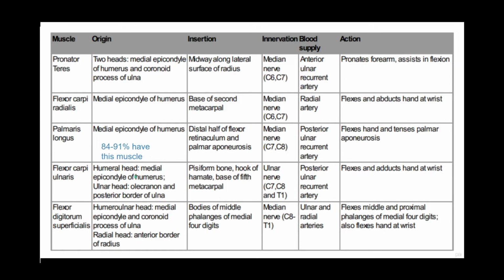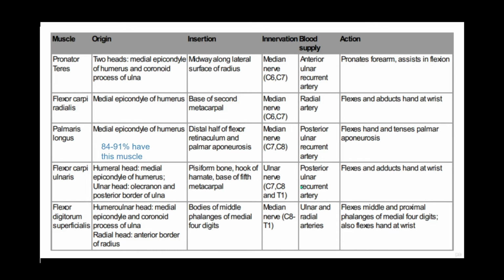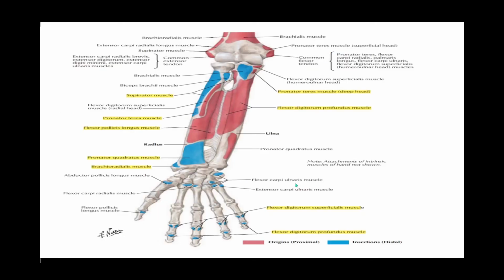The flexor carpi ulnaris is innervated by the ulnar nerve, which makes sense because the ulnar nerve is on the ulnar side. That's the ulnar nerve right there. So it makes sense. You can see this. It makes sense that this nerve, which is the ulnar nerve, innervates the flexor carpi ulnaris. That's reasonable. So have a look at this image.